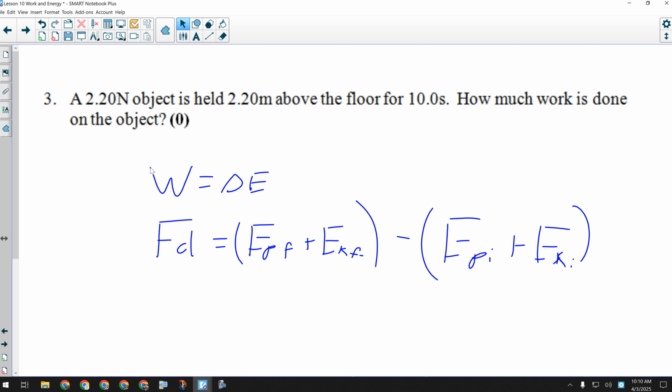It doesn't require any work if I don't change its energy. It's not going any higher, so it's not gaining or losing any potential energy. It's not going faster, so it's not gaining or losing any kinetic energy either. If something is just being held perfectly still, there's no work being done on it because its energy isn't changing.